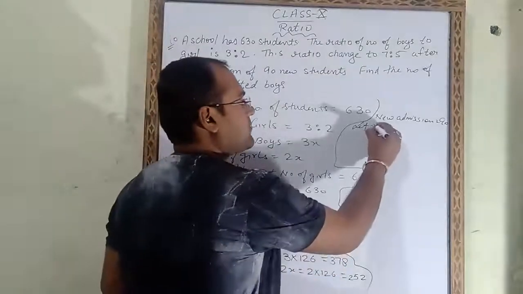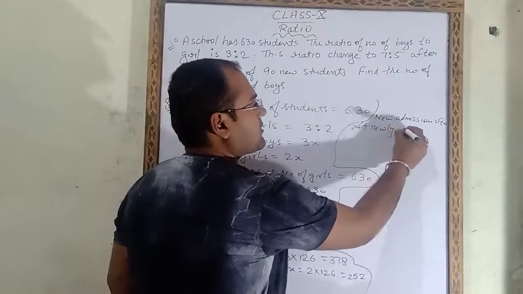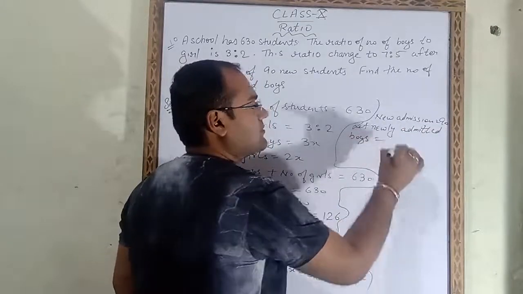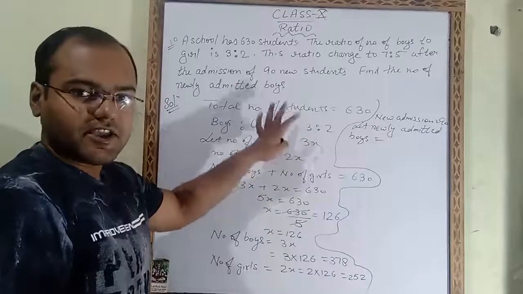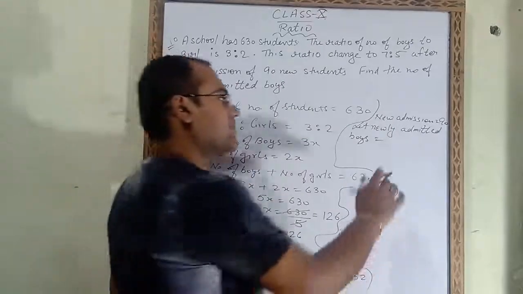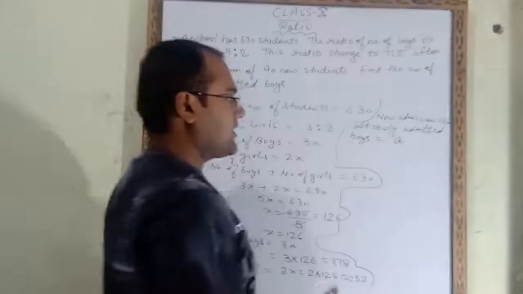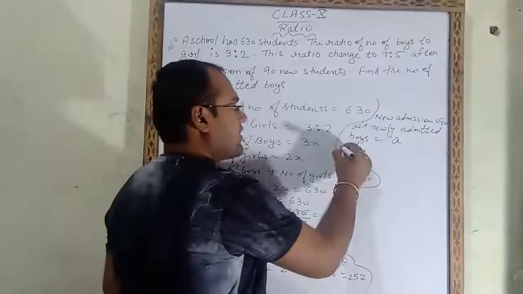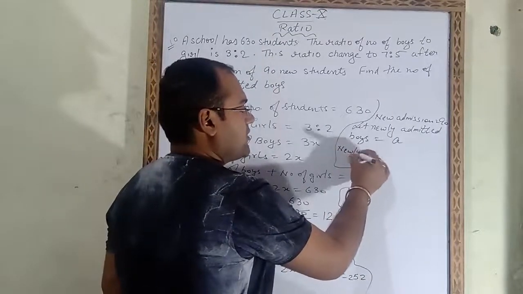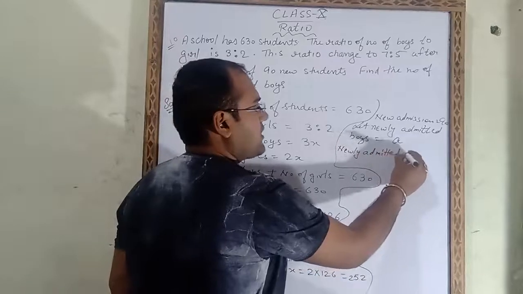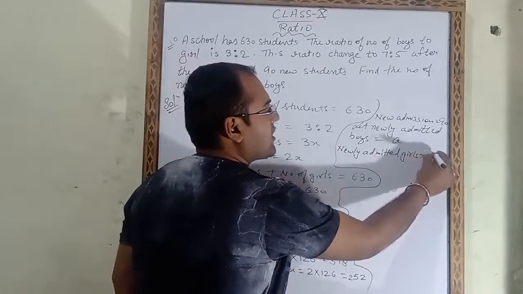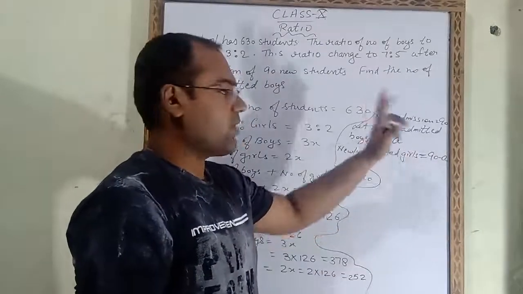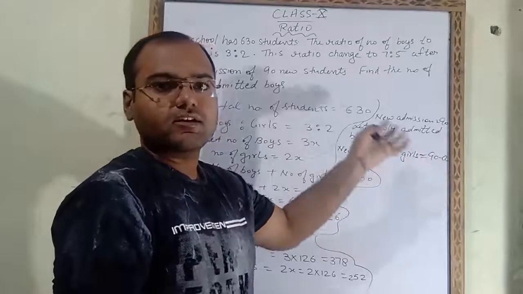So let the newly admitted boys be, well, we had already assumed x in the question, so no need to assume x now. We will take another letter. A you can take. Let the newly admitted boys be A. Out of 90, the number of boys is A. So the number of newly admitted girls is 90 minus A. So these are the numbers of boys and girls who had taken admission.